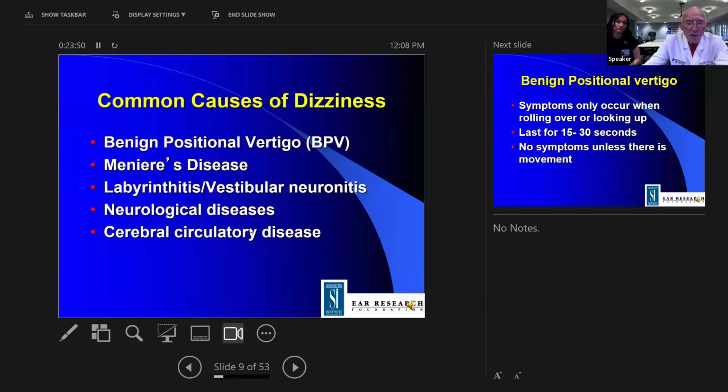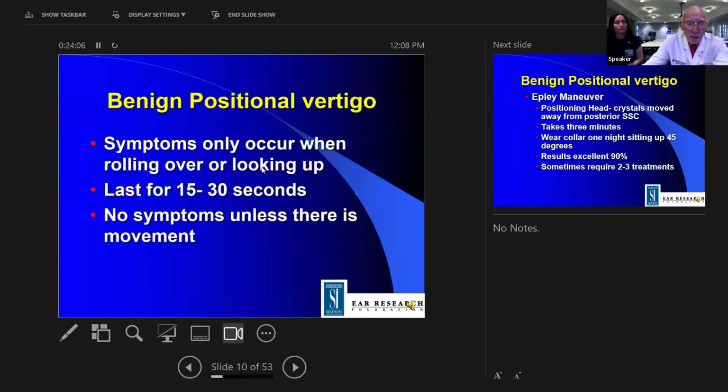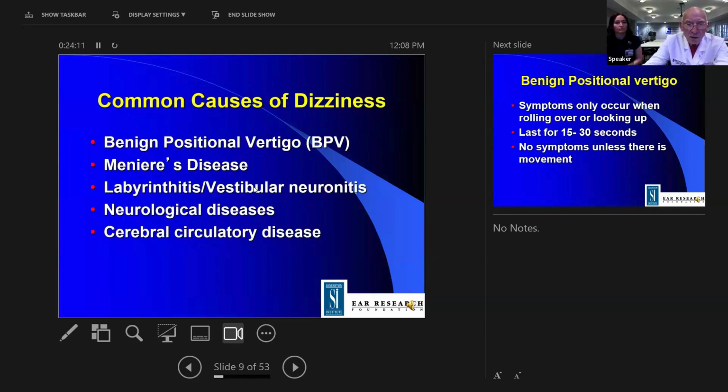So the common causes of dizziness: the most common cause that we see in the office is benign positional vertigo, and we'll talk about that shortly. The second most common is Meniere's disease. And third is labyrinthitis or vestibular neuritis, and we'll explain that. And then neurological diseases, and then circulatory cerebral diseases.